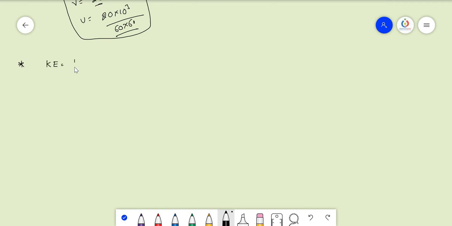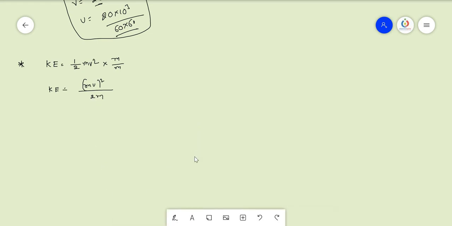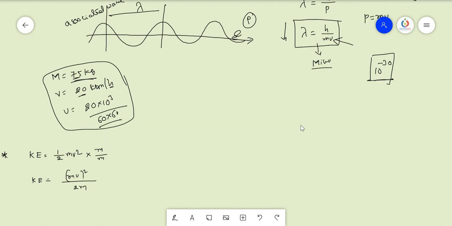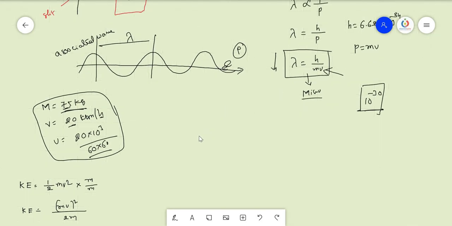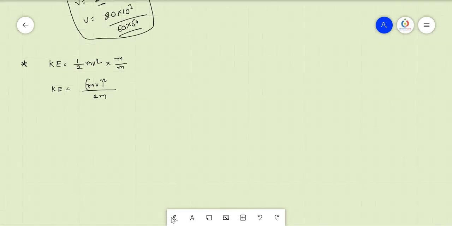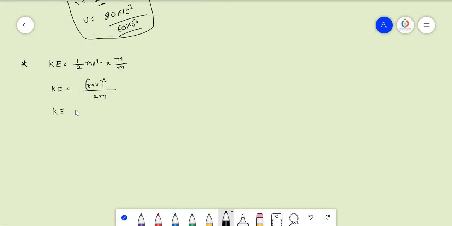We know that kinetic energy equals half mv square, and let us multiply and divide this side with m divided by m. So there will be no change in this value. So we can write this equation as kinetic energy equals mv whole square divided by 2m, where mv is nothing but momentum. We have already discussed mv is nothing but the momentum. So we can write here kinetic energy equals momentum square divided by 2m, and momentum can be calculated as root 2m KE.